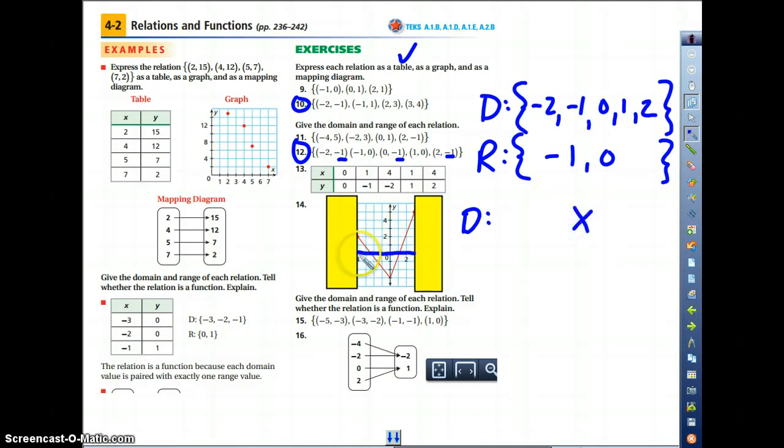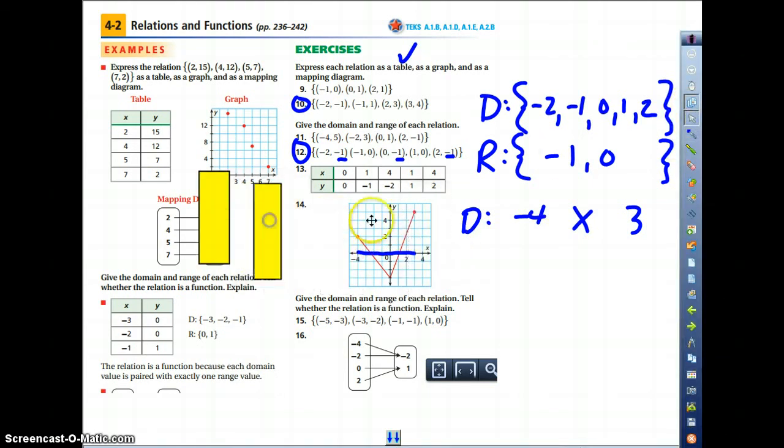On the low end, what's my low number? -4. And on the high end, my high number is what? 3. And because it's closed dots, let me move these away and I'll show you. It's closed dots. What symbols do I put in between? Yeah, less than or equal to and less than, okay. So x is greater than or equal to -4, but at the same time less than or equal to 3.